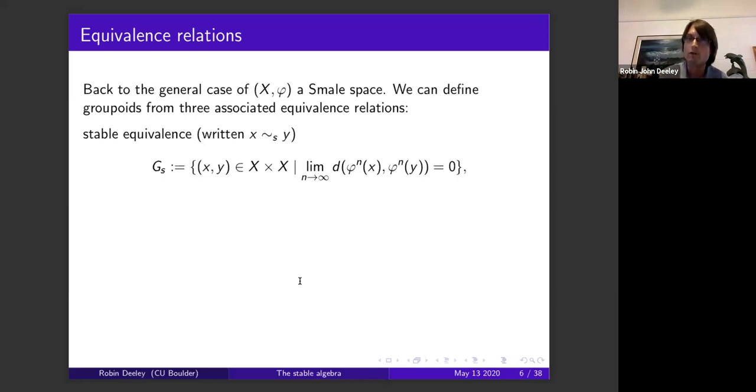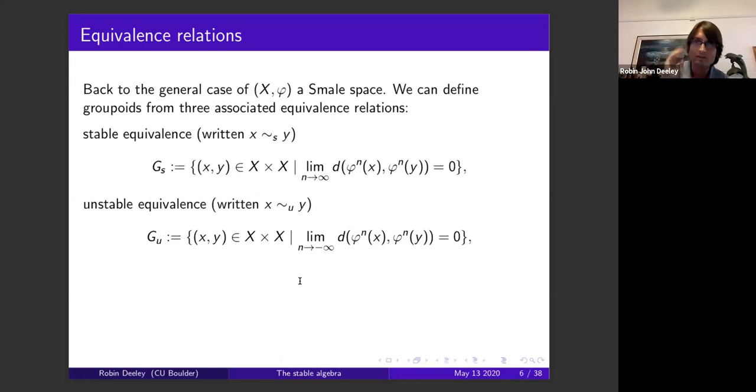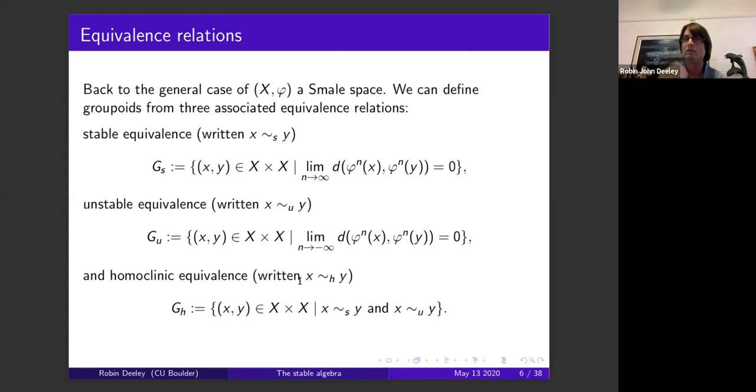This is the most important equivalence relation in the context of this particular talk, but I do want to mention that there are 2 more. Once we've gone in the forward direction, in the future, so to speak, dynamically, then we can also go backwards, right? So we can look at the other direction. That's the unstable equivalence relation. And then finally, we could look at the combination of both.